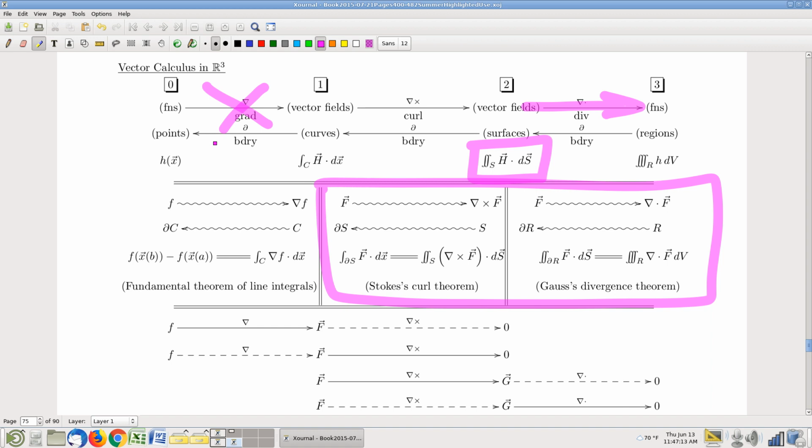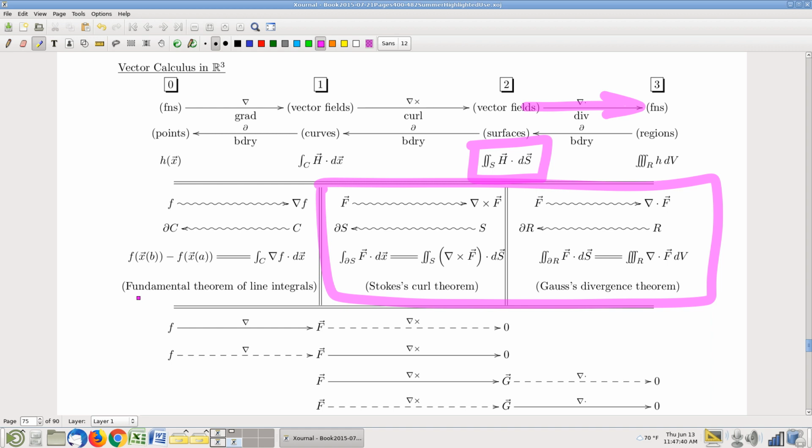Gradients and anti-gradients don't have anything to do with these questions. So don't give away your unawareness of the context by writing gradient on your answer to one of these flux questions. It's just not relevant. Likewise, f of b minus f of a has nothing to do with anything for this question.